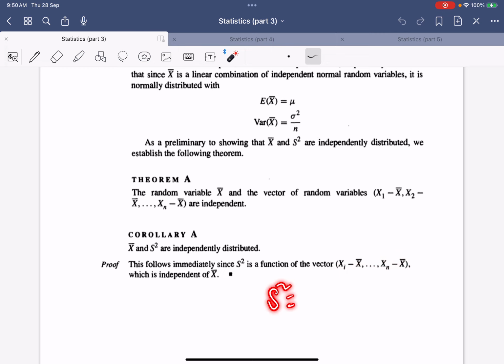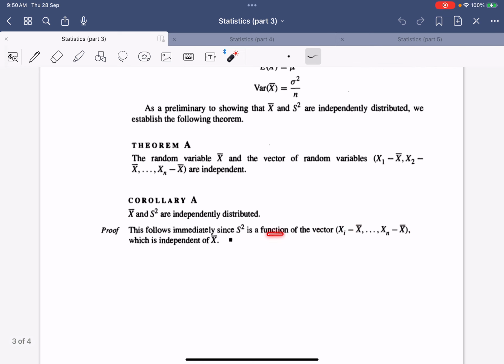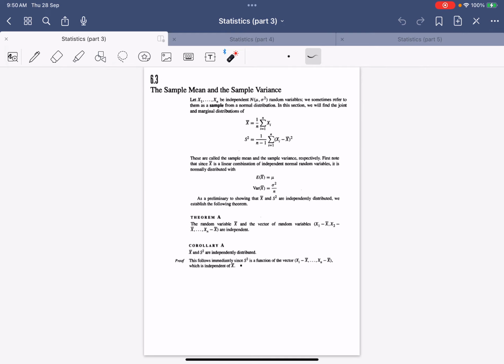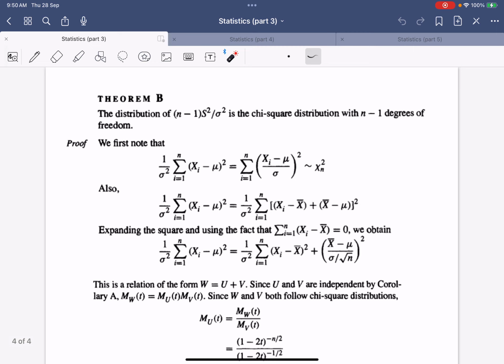Because remember, what's s squared? S squared is over here xi minus x bar, and here is xi minus x bar. So it's a function of this vector. And this vector is already independent of x bar, so of course s squared is also independent. So it's the corollary that is more important, which is that x bar and s squared are independently distributed. And with that, we can see that the distribution of n minus 1 times s squared over sigma squared is a chi-squared distribution with n minus 1 degrees of freedom.